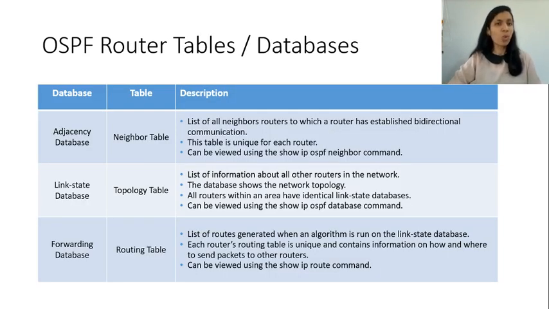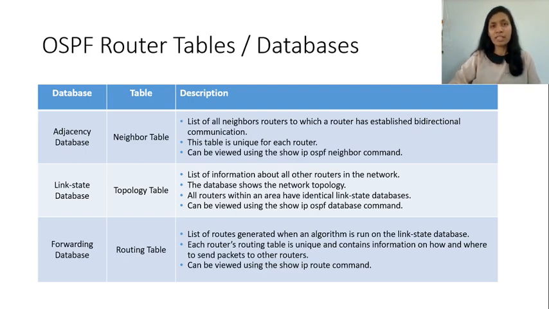Let us take a look at what are the various types of databases or tables which are stored on OSPF routers. An OSPF router stores three types of tables or databases. The first is the adjacency database, also called the neighbor table. This table contains a list of neighbor routers with which the router has established bidirectional communication. That is, whenever you configure OSPF, the routers would exchange some packets with each other and will try to form a neighbor relationship.